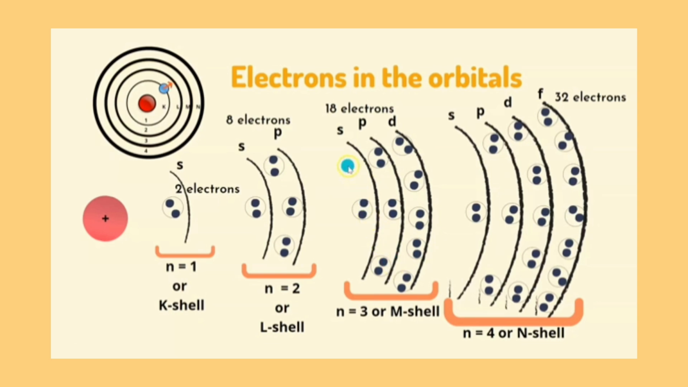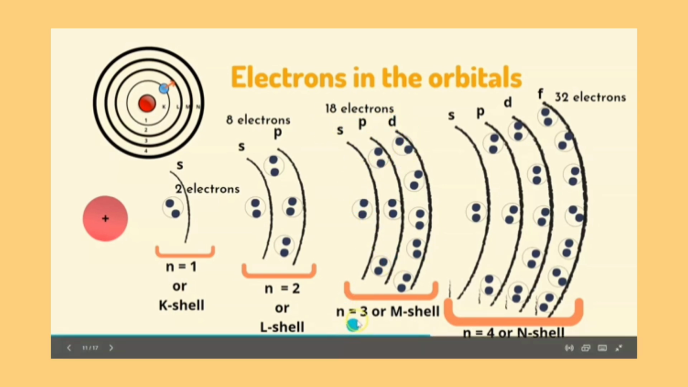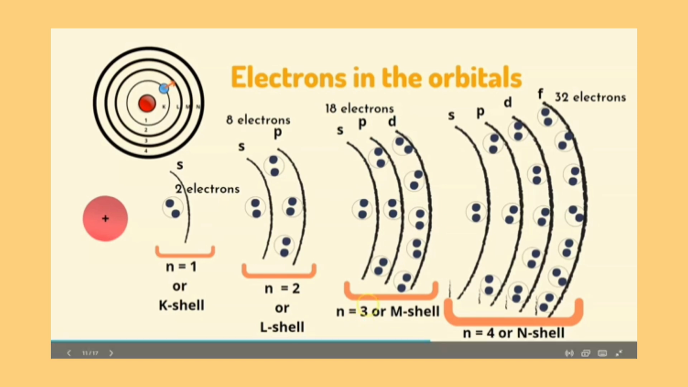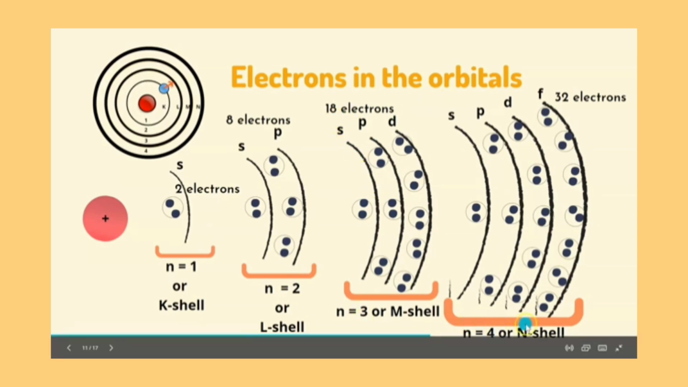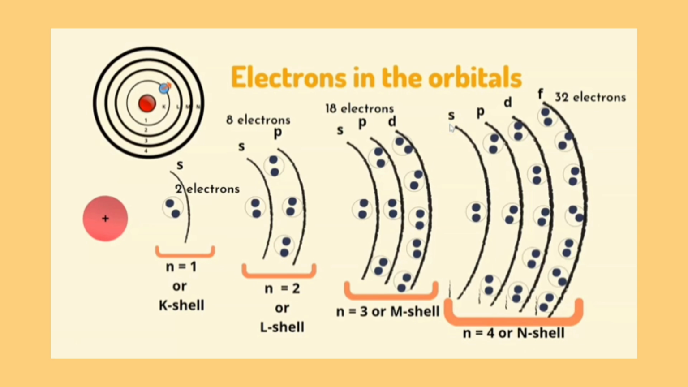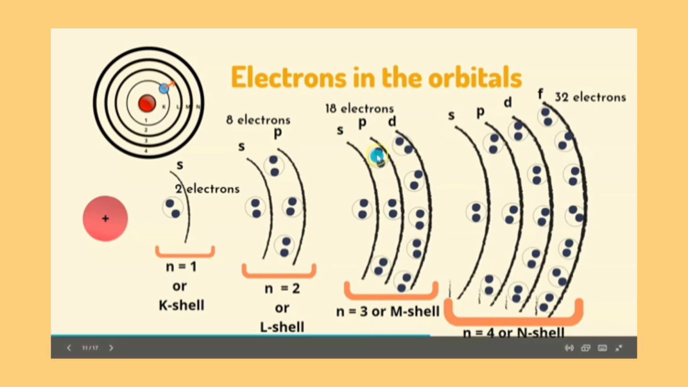By seeing these diagrammatical representations, we can say that the subshells depend on the energy levels. That means as many energy levels as you have, that many subshells you have. As you can see here, if the energy level is 4, the subshells are S, P, D, F. If it is 3, they are S, P, D. If it is 2, they are S, P.